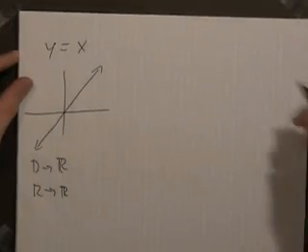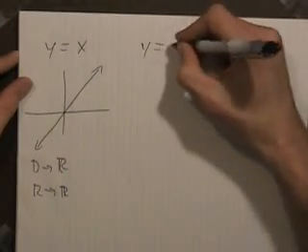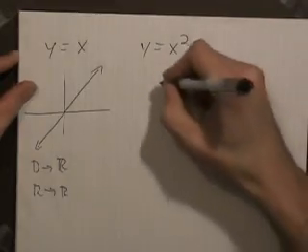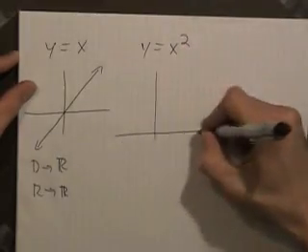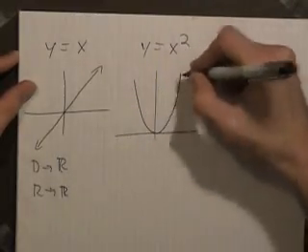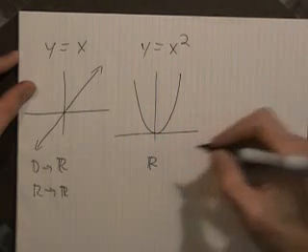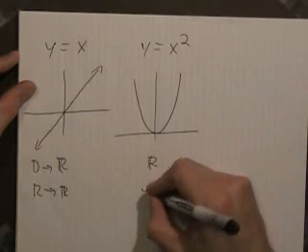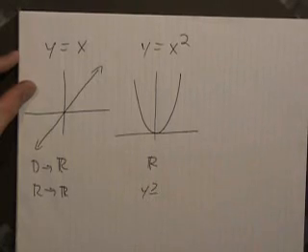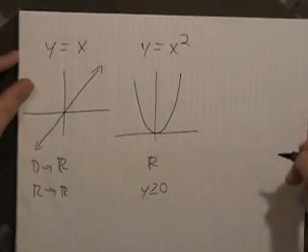One step up from that would be y equals x squared, the parabola. Alright, looking like this. The domain is all real, you can put anything in, and the range is y has to be greater than or equal to 0.